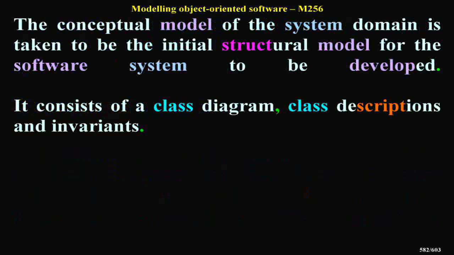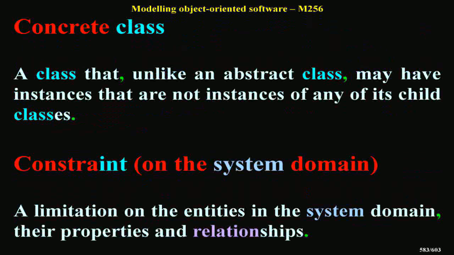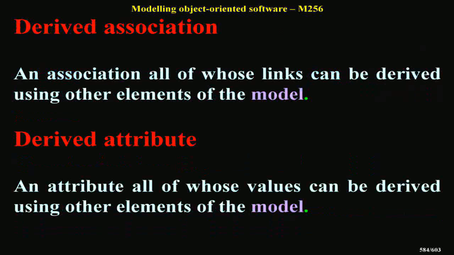Concrete class. A class that, unlike an abstract class, may have instances that are not instances of any of its child classes. Constraint on the system domain. A limitation on the entities in the system domain, their properties and relationships. Derived association. An association all of whose links can be derived using other elements of the model. Derived attribute. An attribute all of whose values can be derived using other elements of the model.